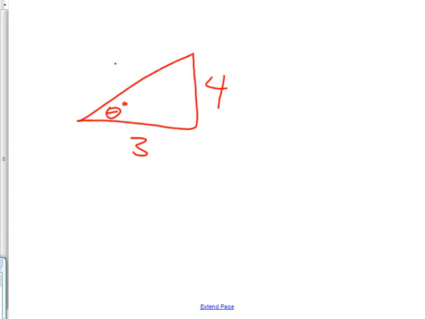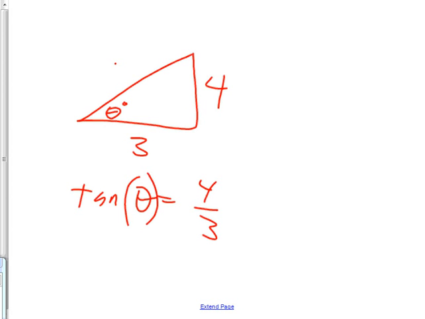I'd like you to draw this triangle for me on your paper. 3 and the 4, and the question is not how long is the other side. The question is, how big is that angle? You're not drawing. All right. Now, I want you to say, which one is it? Sine, cosine, or tangent? Which one can I use? Tangent. Tangent of theta equals what? 4 over 3. See how we set that up?